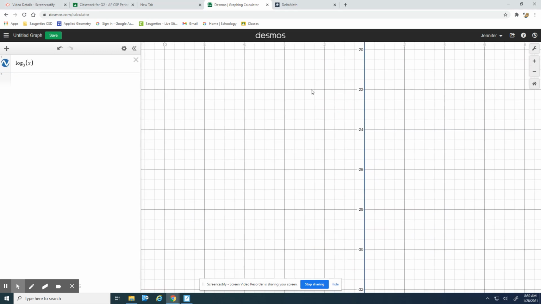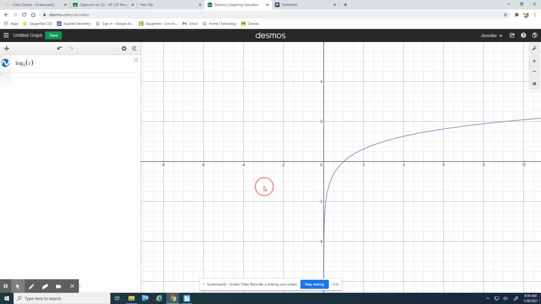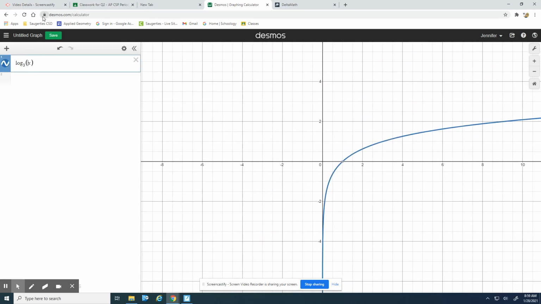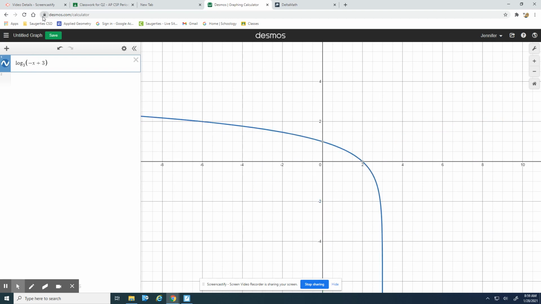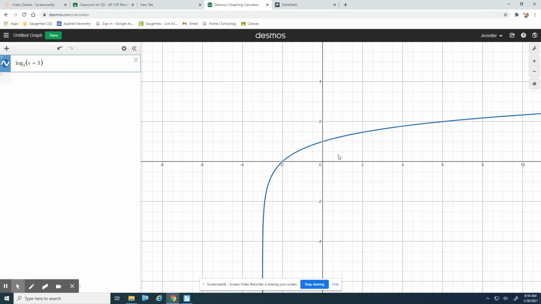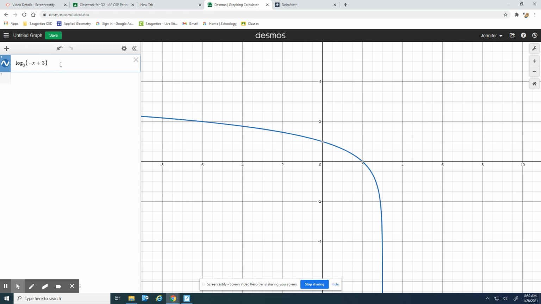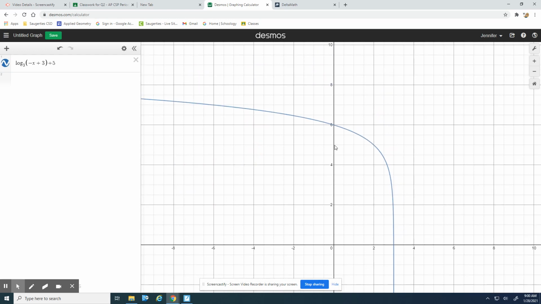See our graph. Wrong direction. Okay, so there's log base 3 of x, and we're making it -x plus 3. Basically, the way it happens is the left 3 happened first, and then we're reflecting it over the y-axis. And then when I put the plus 5 on, I should see it move up 5. So we'll drag this down so we can see the graph a little better. It looks like my vertical asymptote is at x equals 3.